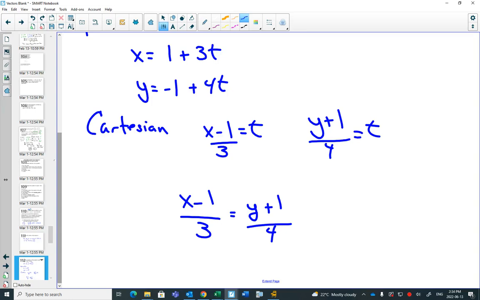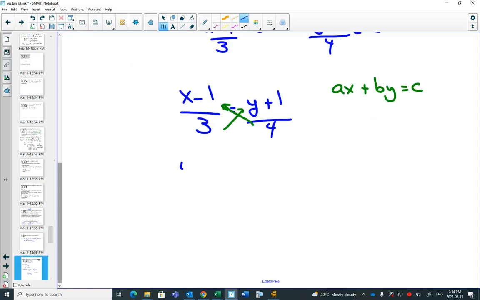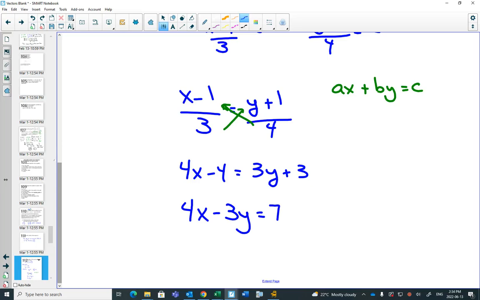Now, according to what they were looking for, ax plus by equals c. So we need to take the equation that we have and just do a little bit of rearranging. I can multiply both sides by the 4 and both sides by the 3 to get 4x minus 4 equals 3y plus 3. I put my x's and y's on the left side and my numbers on the right side. I've now rearranged it to match the form that they were looking for.